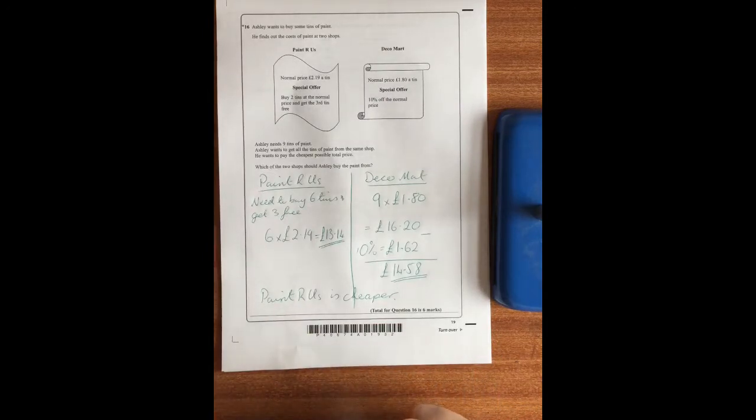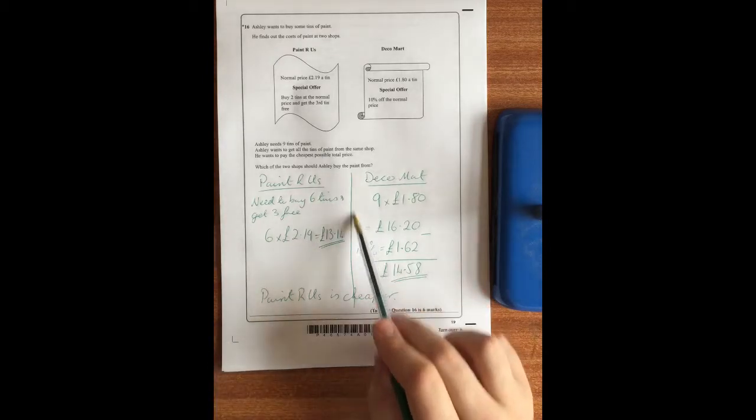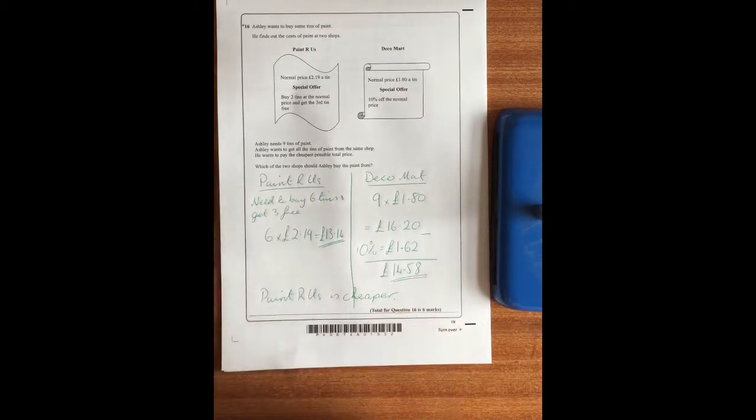Question 16. Ashley wants to buy some tins of paint. He finds out the cost of paint at 2 shops. Ashley needs 9 tins of paint and he wants to get all the tins of paint from the same shop. He wants to pay the cheapest possible total price. Which of the 2 shops should he buy from? You will notice that I've set it up so you've got Paint or Us on one side and Decor Mart on the other. This will help us separate our 2 answers and keep control of what we're doing.